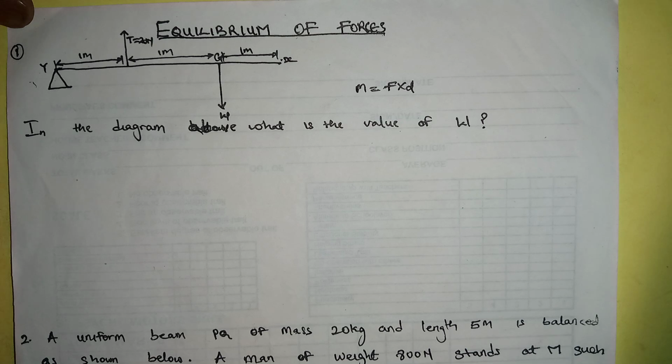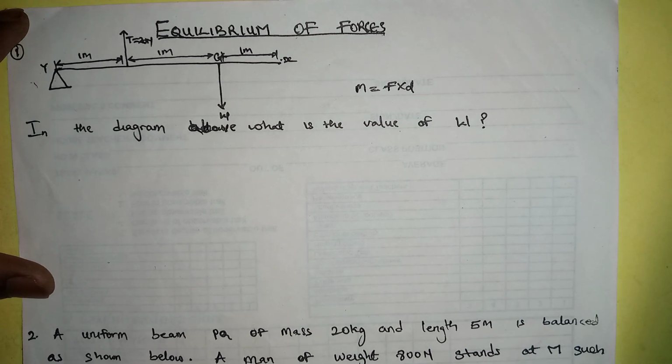In today's video, we are going to be discussing the problem that we have under the equilibrium of forces. Before that, equilibrium of forces is defined as the resultant or the net force and couple that are acting on a body. And this couple, whenever they are acting on a body, must be equal to zero.